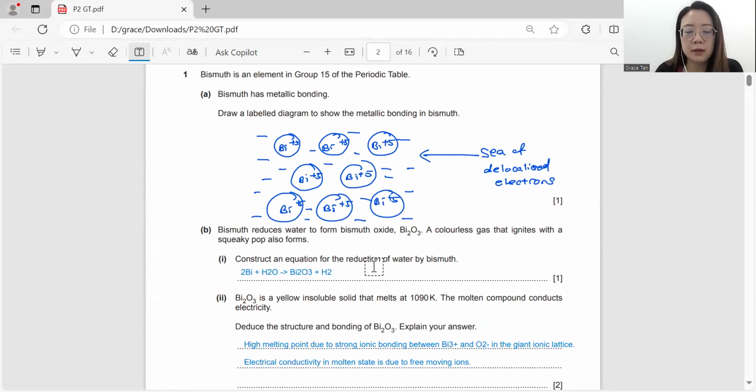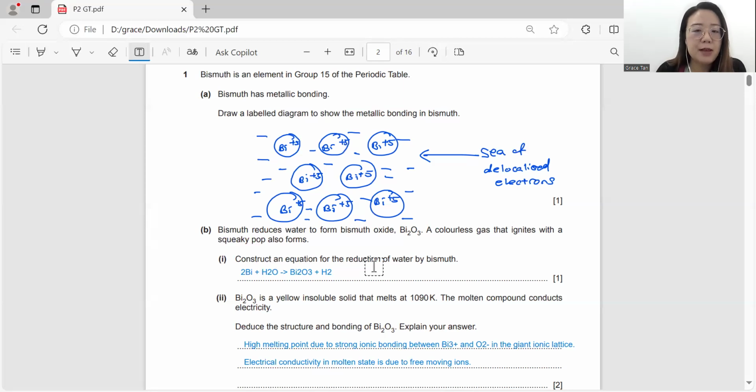So what is metallic bonding? It is the electrostatic attraction between cations and the sea of delocalized electrons. 1 mark is awarded, so I'm pretty sure you must label the sea of delocalized electrons, and I did show negative, negative, negative. And for the cation, I need to see a Bi with a positive charge.